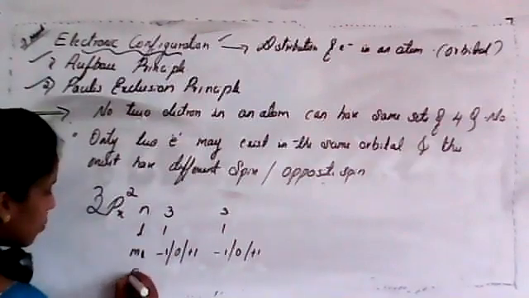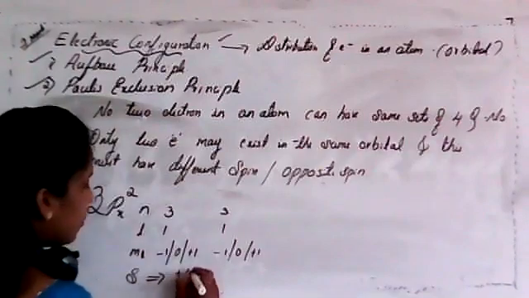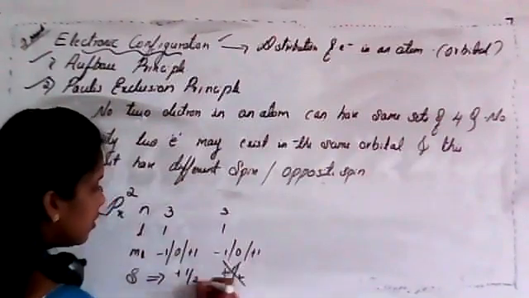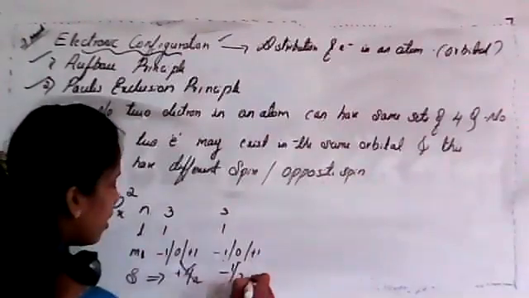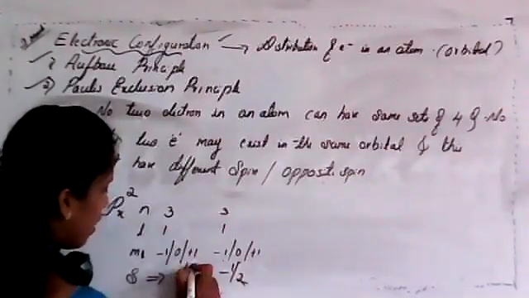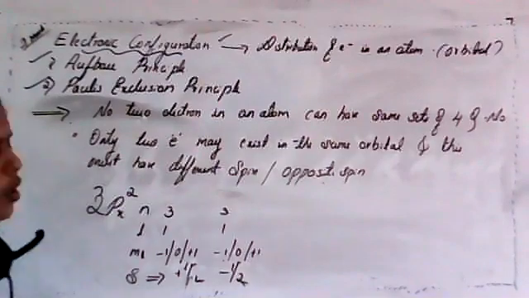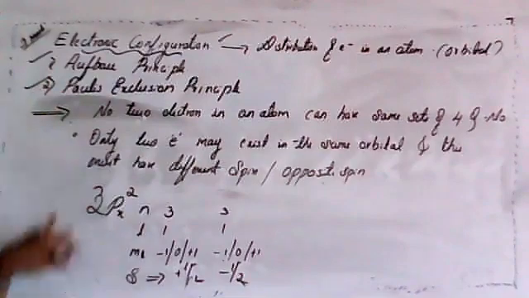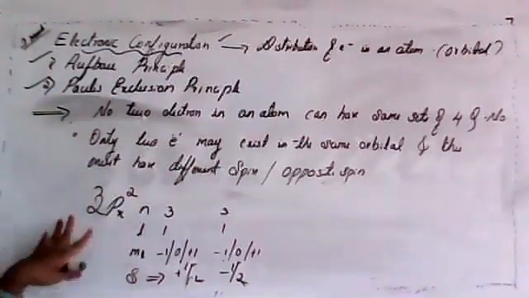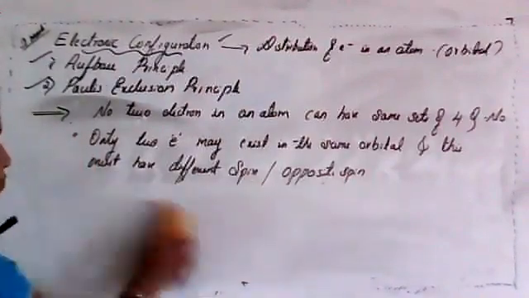And the final one is the spin quantum number. The spin quantum number can't be plus half and plus half. This is wrong. It must be plus half and minus half. Is this clear, students? This is very important and very easy, isn't it? Because we have to write electronic configuration, we have to know about these rules. These are again very important rules. Students, is this clear?